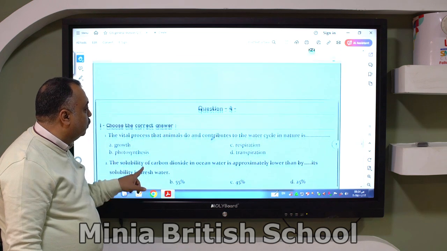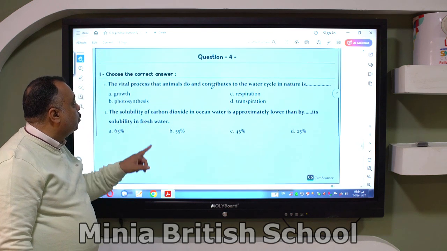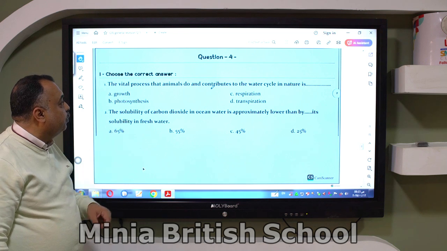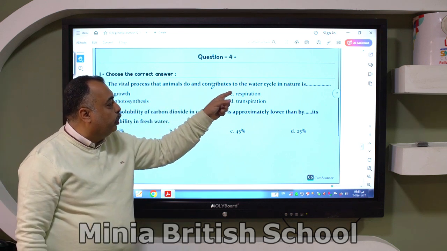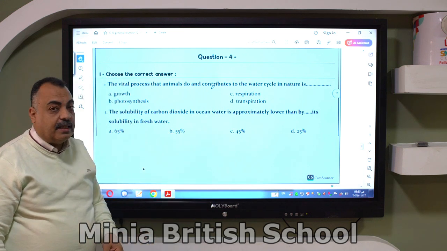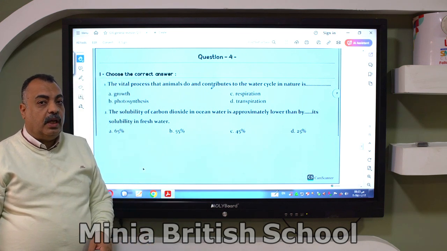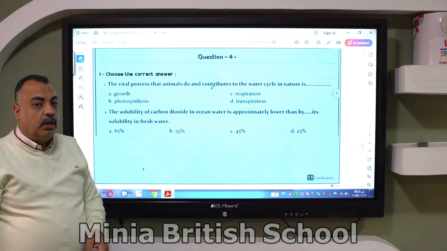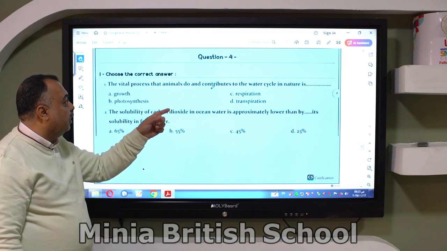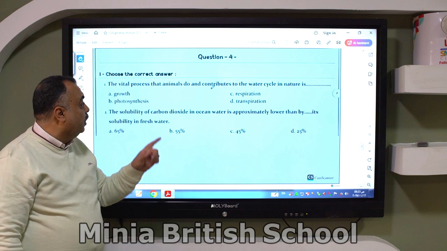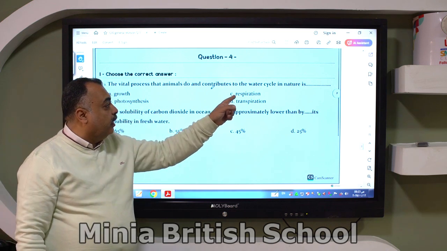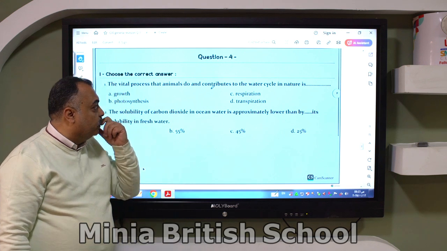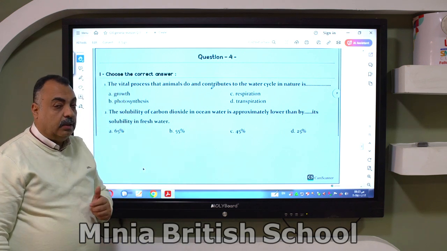Question 4. Choose the correct answer. The vital process that animals do and contribute to the water cycle in nature is: by growth, by photosynthesis, by respiration, or by transpiration? How does the animal contribute in the water cycle?